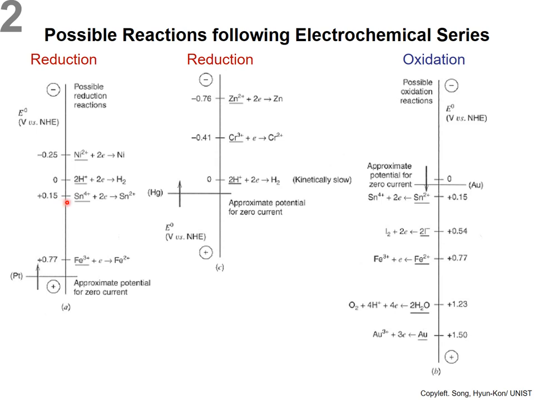Then the next one is tin 4+ at 0.15 volt. Then reduction happens from tin 4+ to tin 2+. Next one is proton going to hydrogen gas. And next one is nickel 2+ deposited onto the electrode as nickel metal at minus 0.25 volt. And each reaction is described by current in electrochemistry.